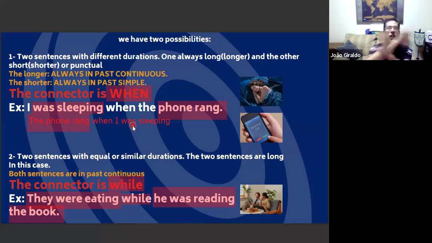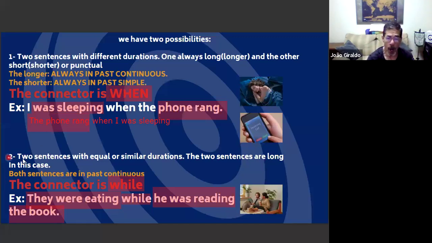Very simple. You decide the position you are going to use. Only necessary item to remember is to use while as the connector in the two sentences with similar or equal duration, and to use when you have different duration sentences, one smaller or shorter and the other one longer or bigger. Okay, this is the secret of past continuous.